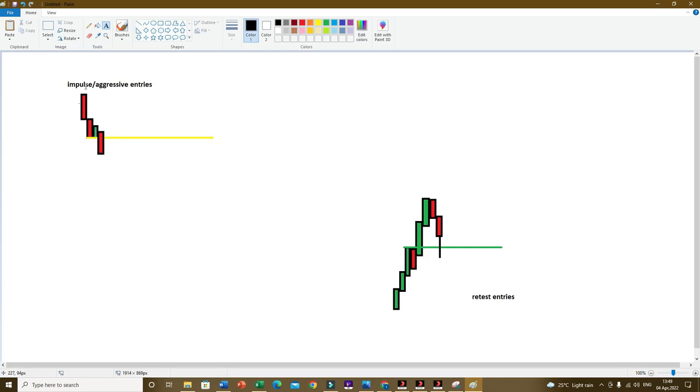So basically this is what we call impulsive or aggressive entries. Very simple and straightforward. We'll get to the chart and see some examples, right? Hopefully I'll get a live example that I'll explain with. Then the other type of entry, very, very simple again, is what we call retest entries. On both of these entries there is a breakout that should happen, or price should range or consolidate a little bit before we jump into the market.